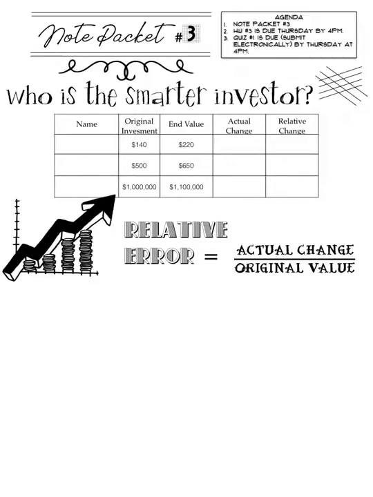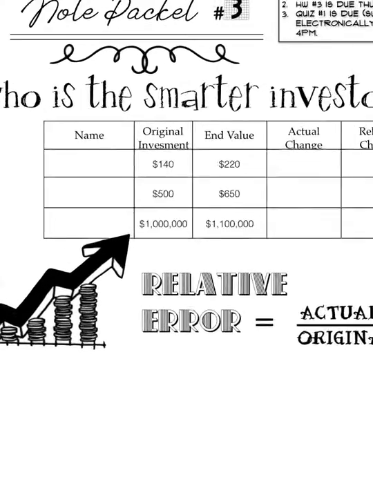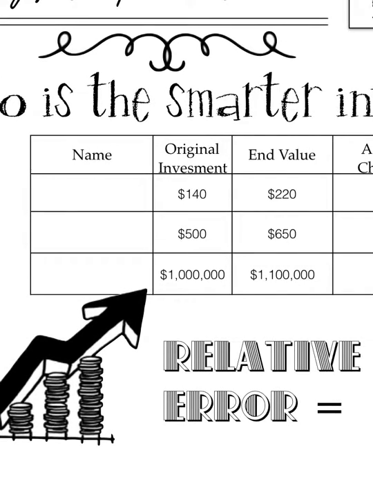This is note packet number 3. We're going to start by talking more about the idea of things being relative to each other. Usually the best types of scenarios to look at are scenarios where money is involved. So we're going to look at the scenario here where there's investments.